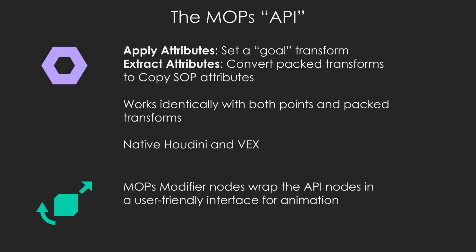MOPS can work both with packed primitives, or instances, whatever you want to call them, or with points, setting primitive intrinsics or template point attributes interchangeably. If you prefer the traditional Houdini way of copying the points, you can still use almost all of the MOPS modifiers to adjust the attributes of those points and then copy like you normally would.